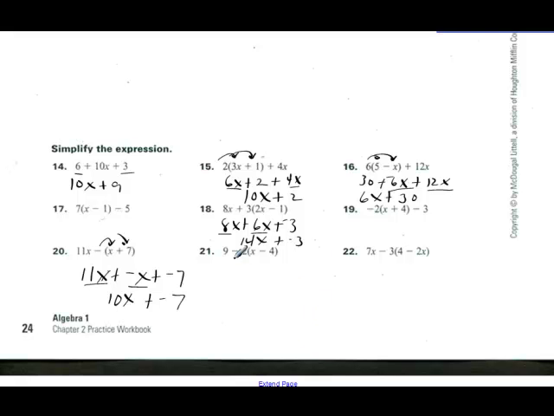Okay, so number 22 is kind of the same deal. So now there is a 3 in front. So again, I'm going to do my same chain switch. So it's not a 3, it's a negative. And now I can go ahead and do my distributive property. So what do I get? 7x plus negative 12 minus.